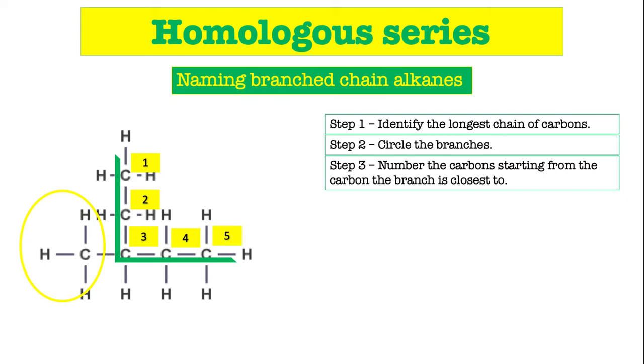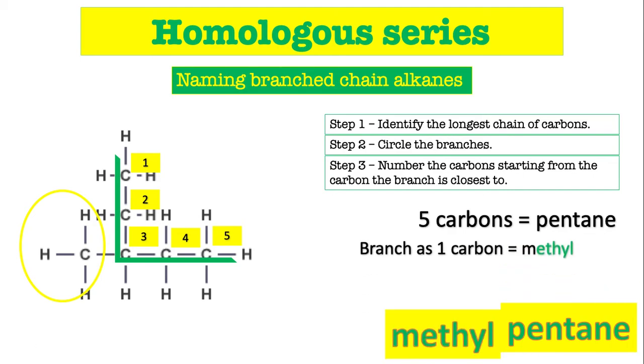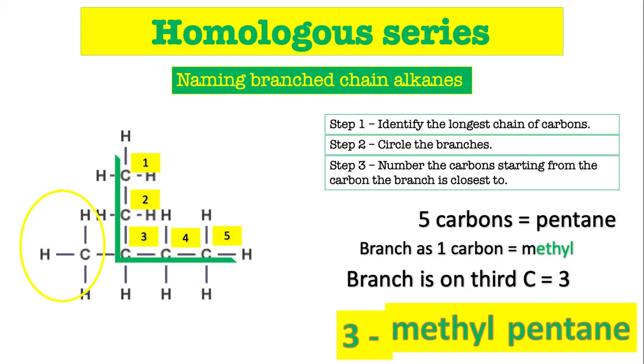Again, to name it, I would start from the end. So you've got 5 carbons in your longest chain. That would be pentane. The branch has only got 1 carbon in it, so that would be named methyl. And then lastly, because the methyl is on the third carbon, it would be 3-methyl pentane.